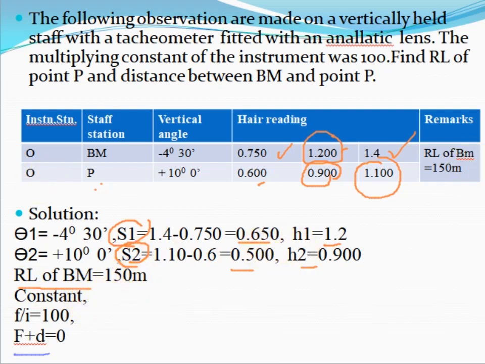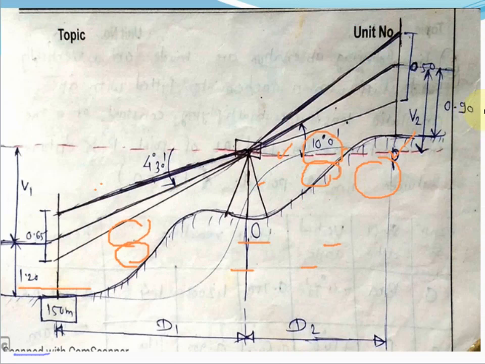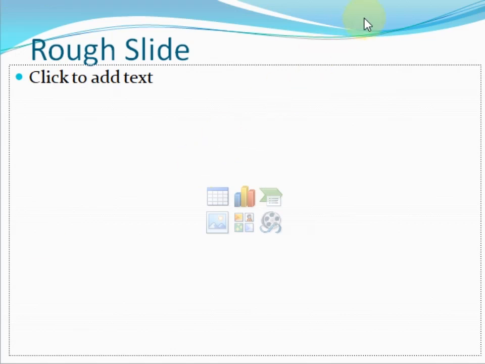So first we have to draw the figure. Let O be the instrument station. The minus sign is given, so it is the angle of depression; the plus sign means the angle of elevation. Let me repeat how I can draw this figure. First, what is given: the angle of depression, because of the minus sign. So this is your ground.